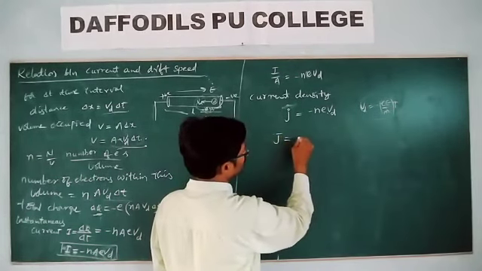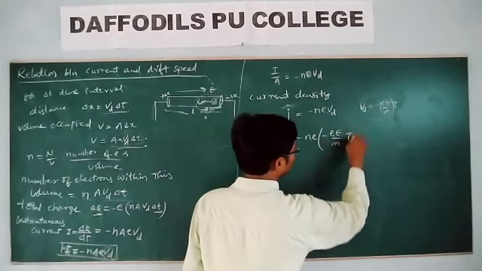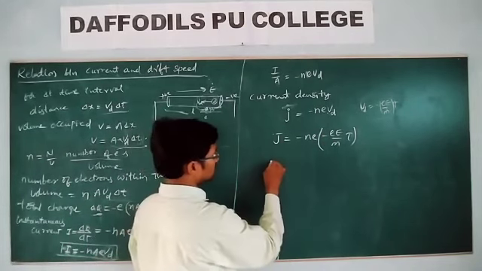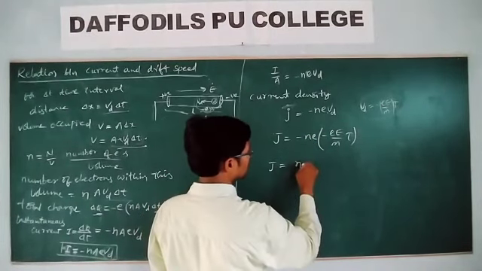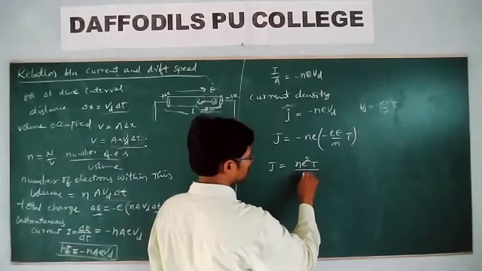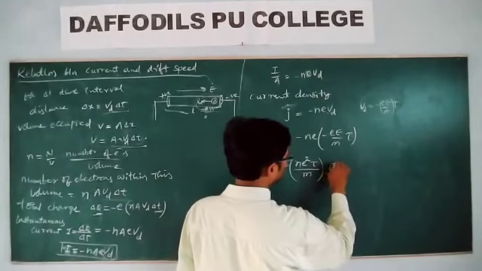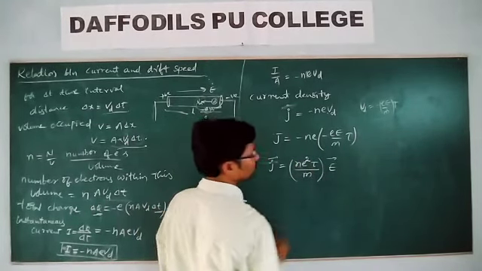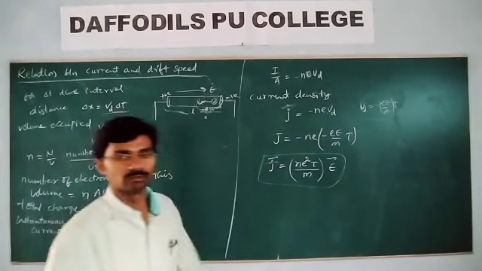Now let me substitute instead of VD this value. Then J is equal to minus NE into minus E by M into T. Minus into minus is plus. Then J is equal to N into E square T by M, into E. Then J bar is equal to what? Into E bar. And this is similar to the vector form of the Ohm's law.